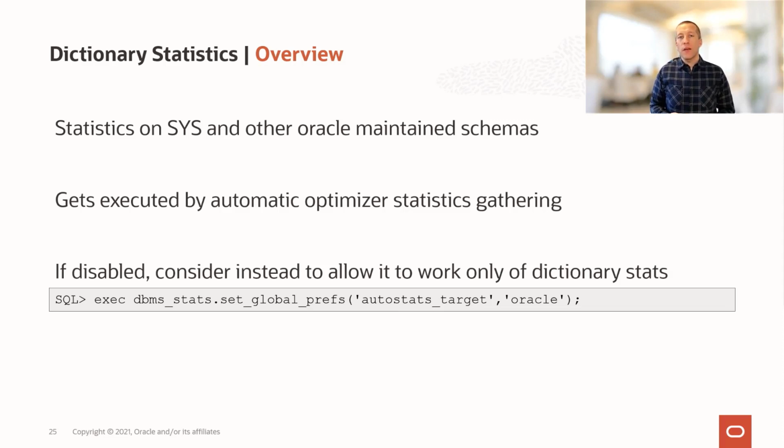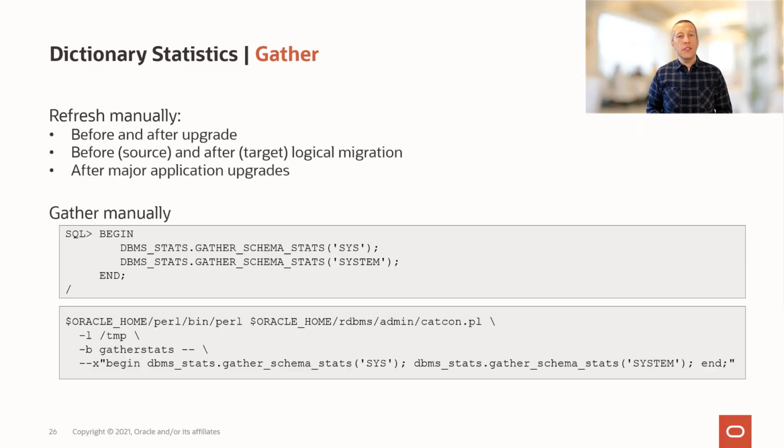So if the automatic maintenance task takes care of dictionary statistics, should you worry? And the answer is yes. There are some situations where you manually need to gather or refresh the dictionary statistics. Before and after upgrade, we recommend that you gather dictionary statistics. If you use AutoUpgrade, it'll take care of it for you. But we recommend that you at least gather dictionary stats in advance so you can save some downtime.